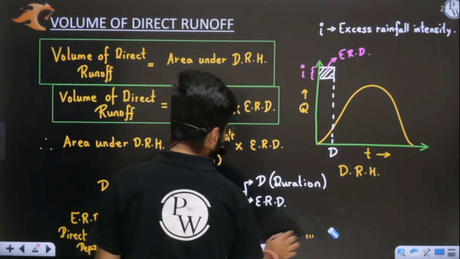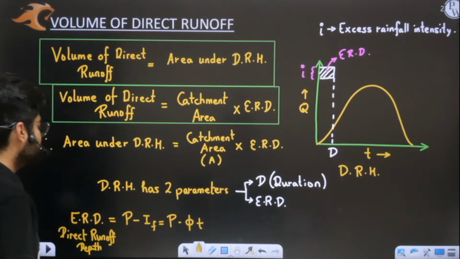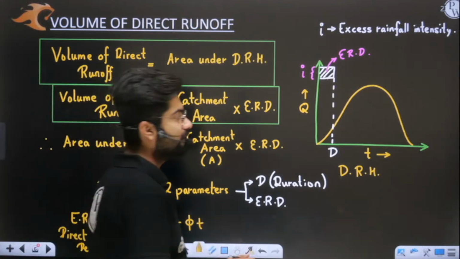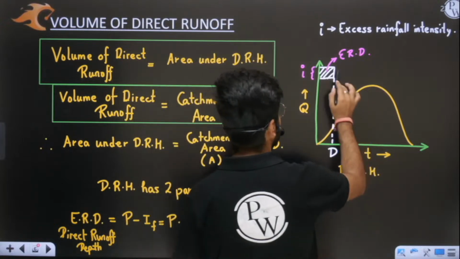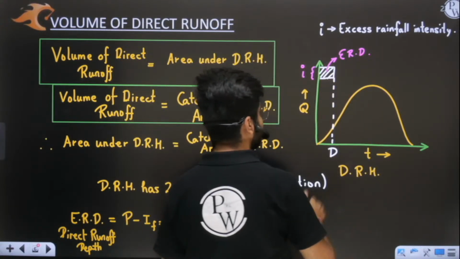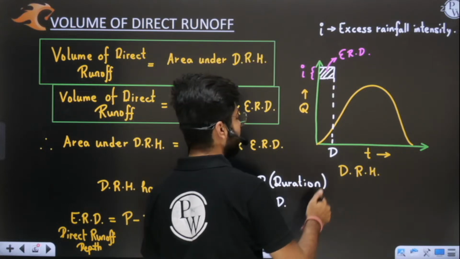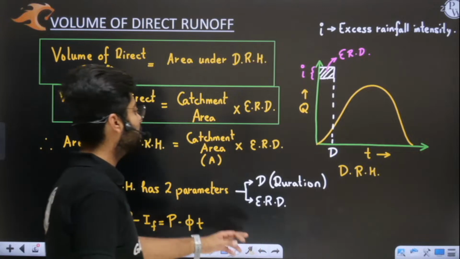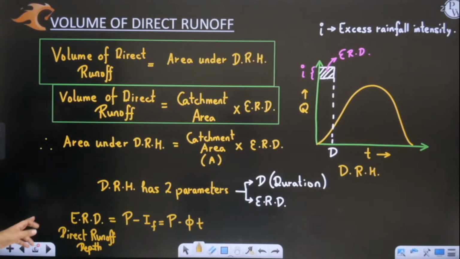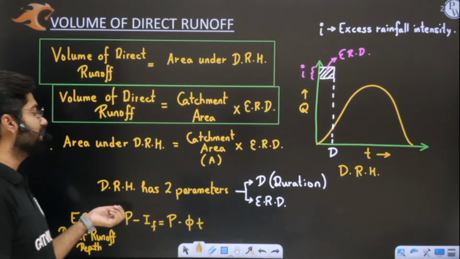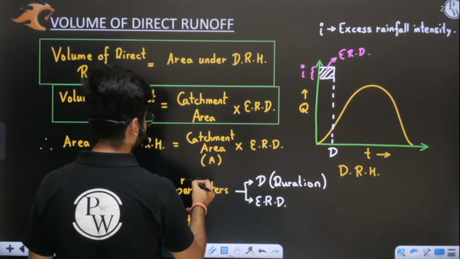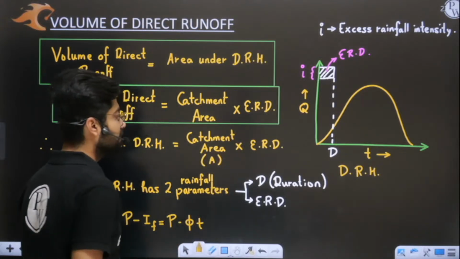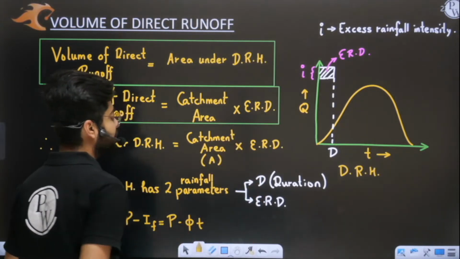So this is 2 centimeter, and this 2 centimeter thing is effective rainfall depth. Every DRH, every direct runoff hydrograph which we draw, will have two parameters: how much is the effective rainfall depth and how much is the duration of rainfall. These are basically rainfall characteristics. Every DRH has basically two rainfall parameters. One is duration and the second one is effective rainfall depth.